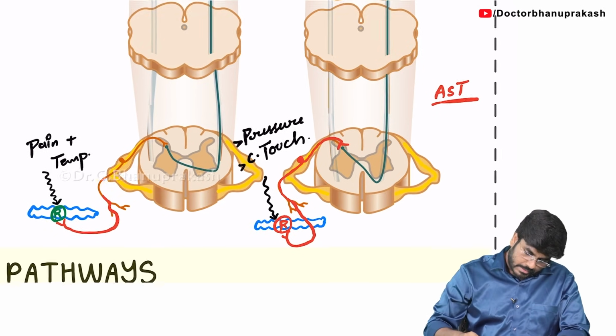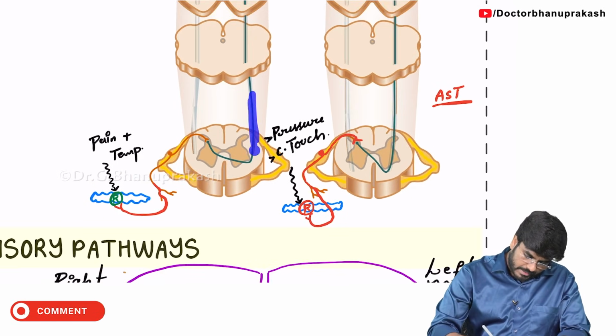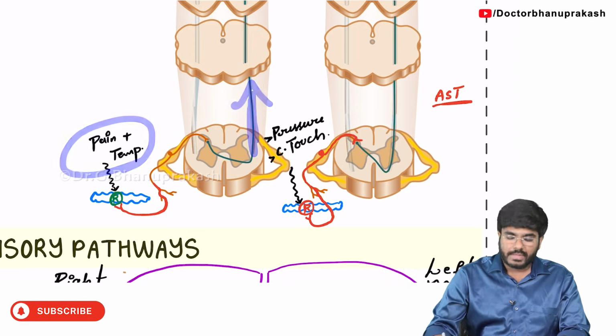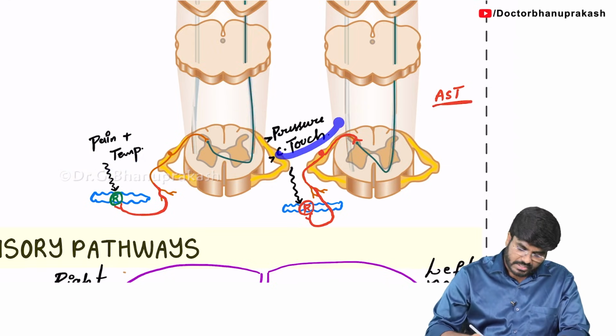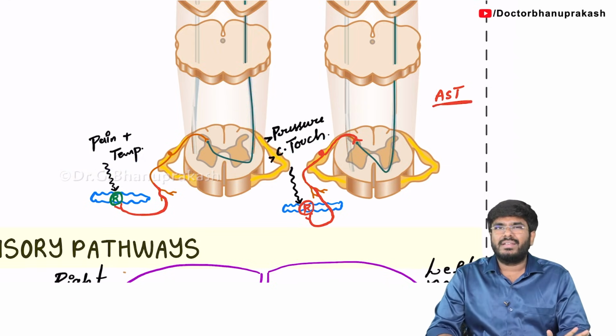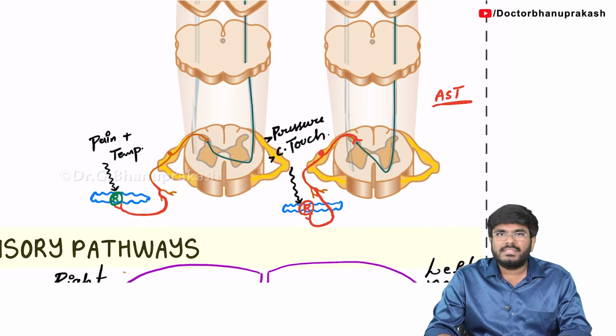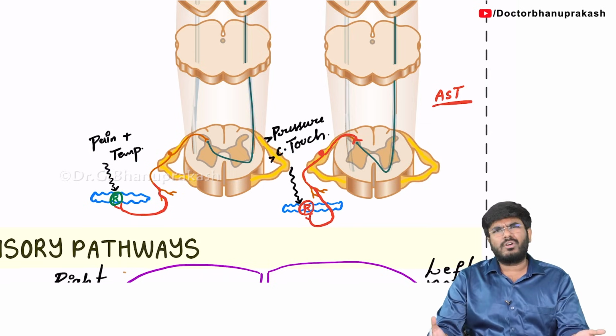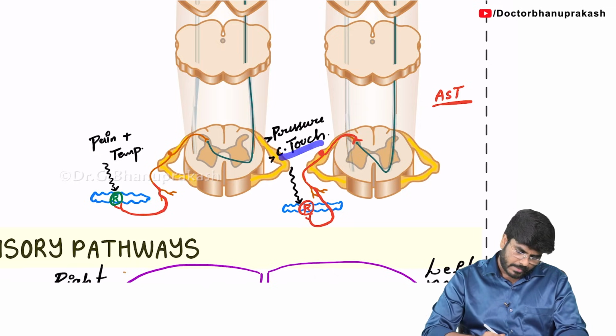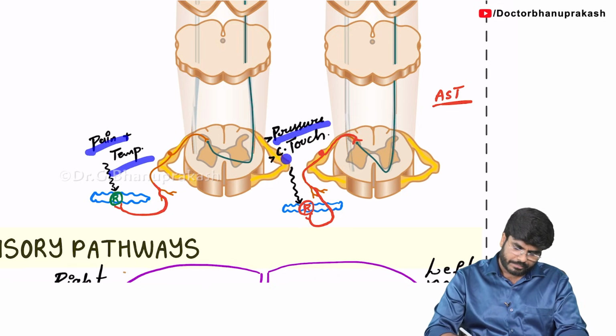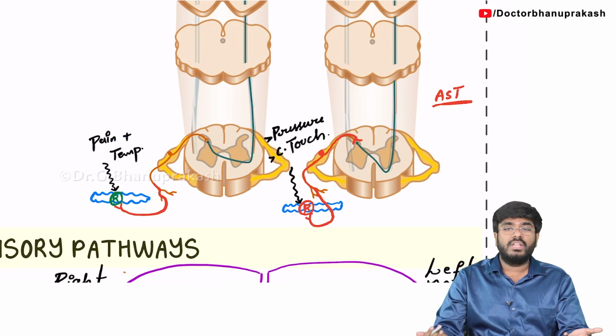So now tell me, sir, the lateral spinothalamic carries which sensation? Pain and temperature. The anterior spinothalamic carries which sensation? Crude touch and pressure. So finally, can I say something like this? All the general sensations, like touch, pain, temperature, pressure, these are the only general sensations.